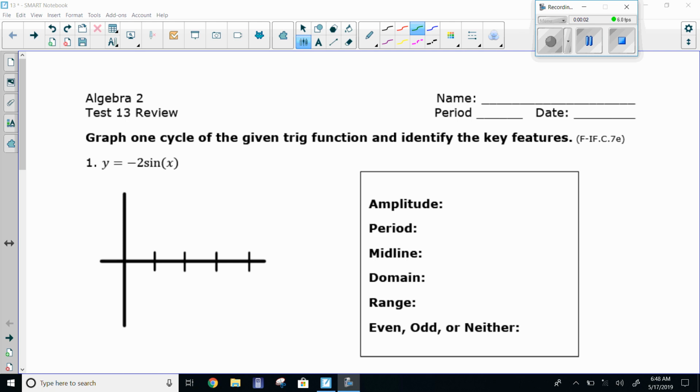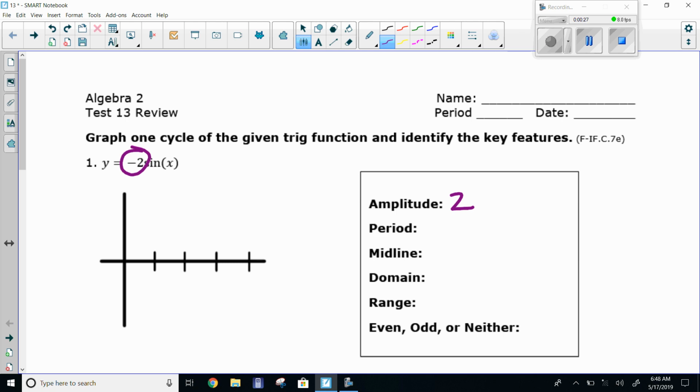Okay, so when we graph a cycle of a trig function, you can bounce back and forth between the key features. I'm going to do most of the key features and then save domain and range for the end. So your amplitude comes from the front. The thing about the amplitude though is it's always positive, so that's 2. That means that it's going to go up and down 2 from the midline.